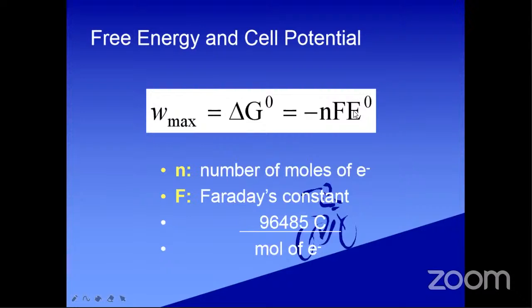If we know one value of these two, delta G and E, in a chemical reaction, then automatically we can calculate the other value also easily by using this relation: delta G is equal to minus nFE, or delta G naught equals minus nFE naught. So by using this equation.